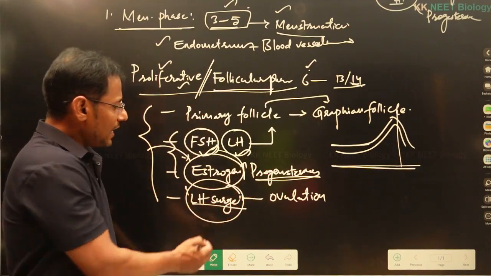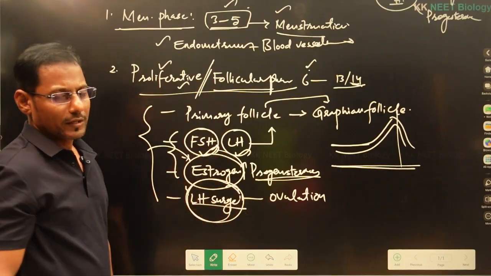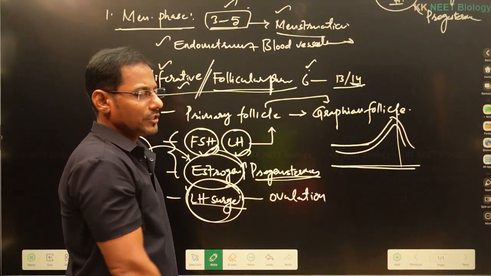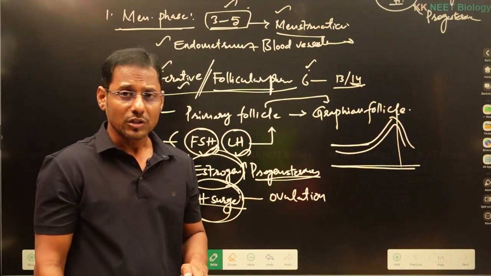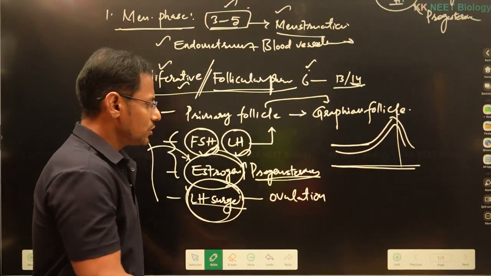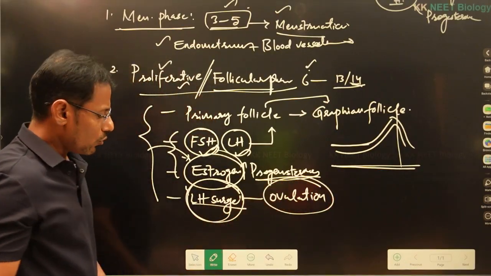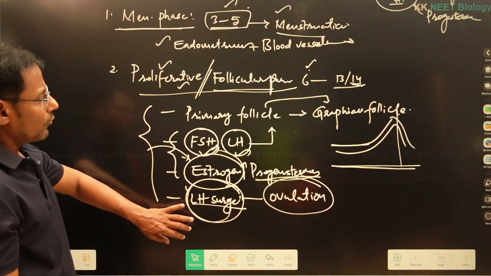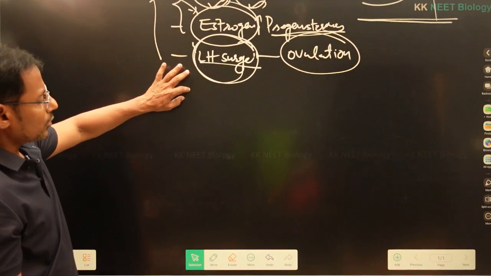As well as here, the LH surge happens at the end of the follicular phase, so that ovulation takes place. The Graafian follicle is going to be ruptured, and the ovum which is present inside is going to be released out. This particular process is known as ovulation. This is what happens in the proliferative phase.